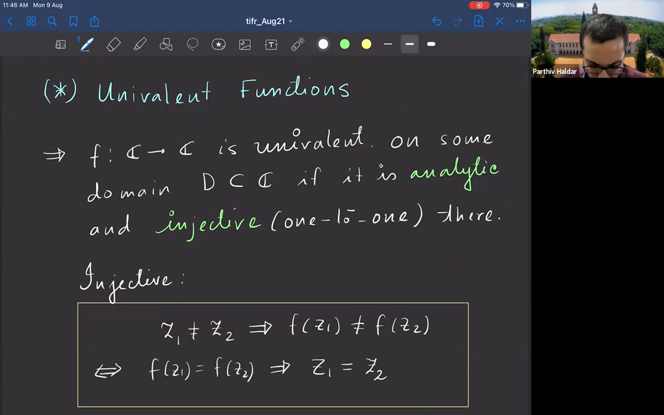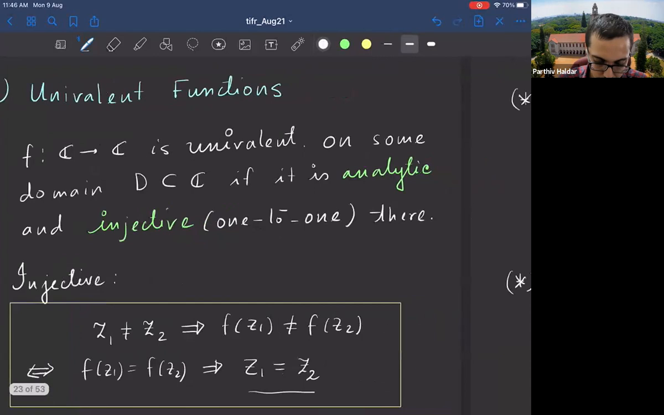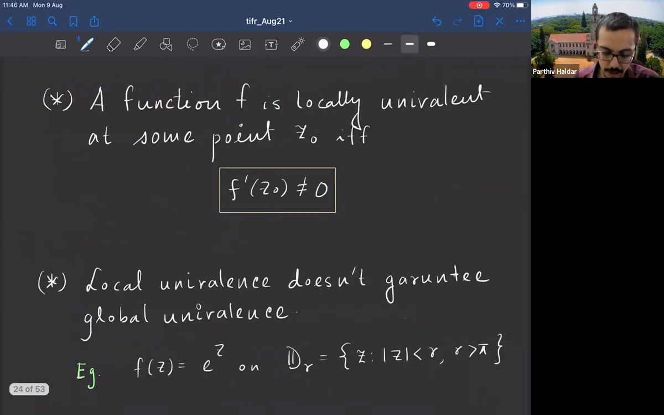Just to refresh the memory, the definition of injectivity means that if two points are not equal, their functional values are also not going to be equal. Or equivalently, if two functional values are equal, then they are evaluated at the same point. A function is locally univalent at some point z0, meaning it's univalent in some neighborhood of z0, if the first derivative is non-vanishing. You can show that this follows from a theorem called Rouché's theorem.